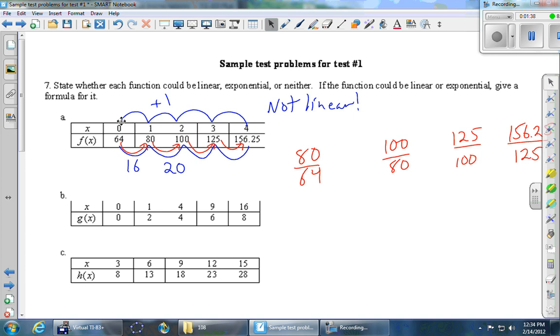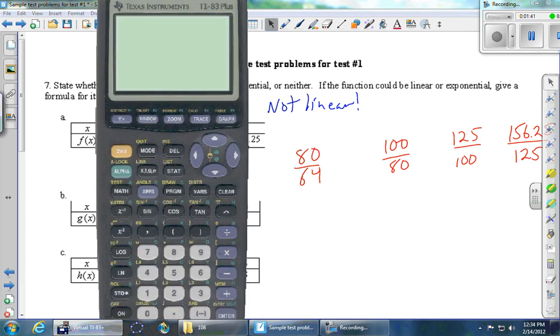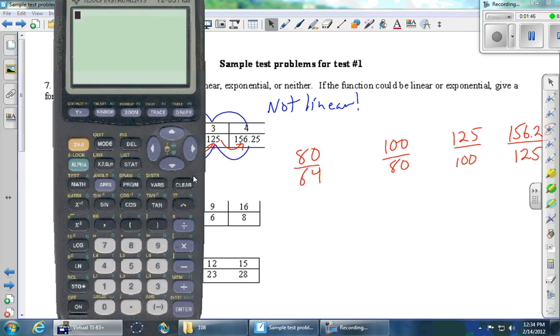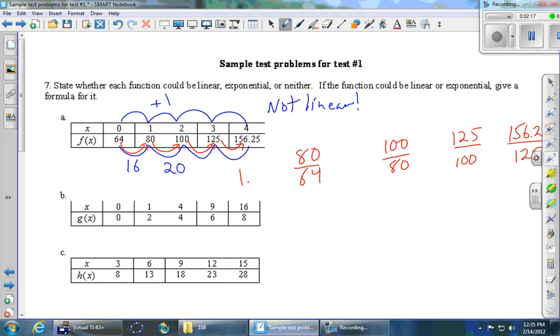So we're going to type these things onto our calculator and just see if we get the same ratio every time. If we do, it's exponential. As soon as we get two different ratios, it's not exponential. So 80 divided by 64 is 1.25. 100 divided by 80 is 1.25. 125 divided by 100, that one should be easy enough to see, is 1.25. And then finally 156.25 divided by 125. And that's also 1.25. So this one here is an exponential function because they all have exactly that same ratio.